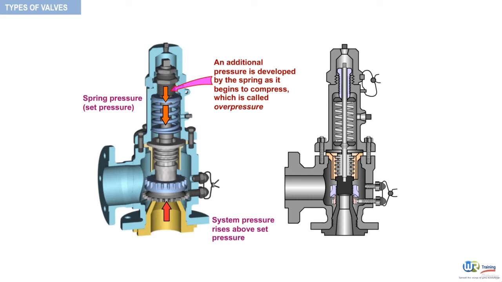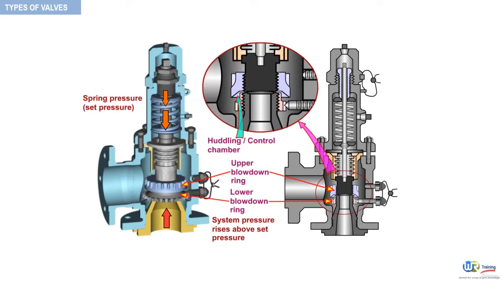The discs are designed such that the escaping fluid acts on a larger disc area, therefore increasing the applied force which is required to overcome the overpressure. This is achieved by means of a simple shroud arrangement or by upper and lower blowdown rings, which provide a volume called control or huddling chamber.